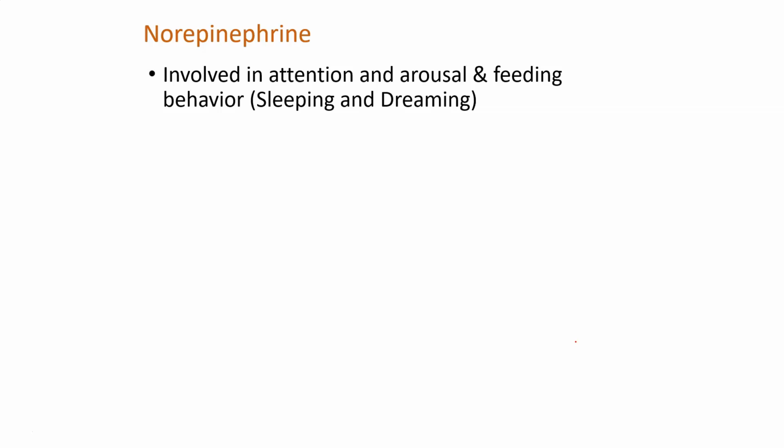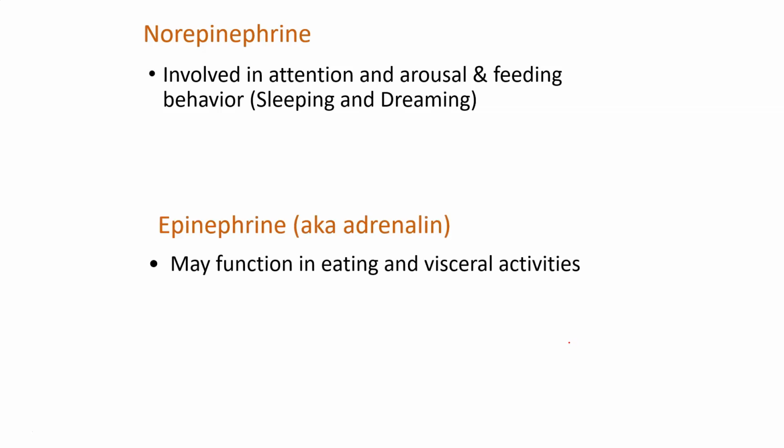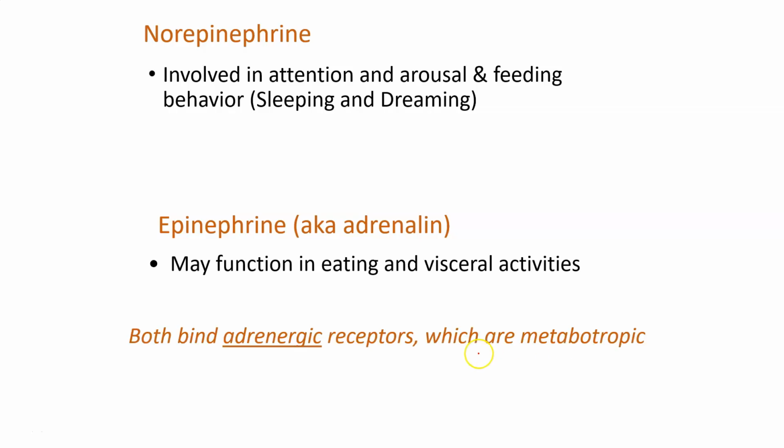Norepinephrine and epinephrine both utilize the same group of receptors, and they're called adrenergic receptors. They both bind to the same category of adrenergic receptors, all of which are metabotropic, but they perform different functions in the nervous system. Norepinephrine appears to be important for attention and arousal, as well as feeding behavior. It participates in sleeping and dreaming. Epinephrine in the nervous system, but known as adrenaline in the periphery, the rest of your body, as a hormone, may help to control things like eating, as well as functions in your visceral, like your motor function.